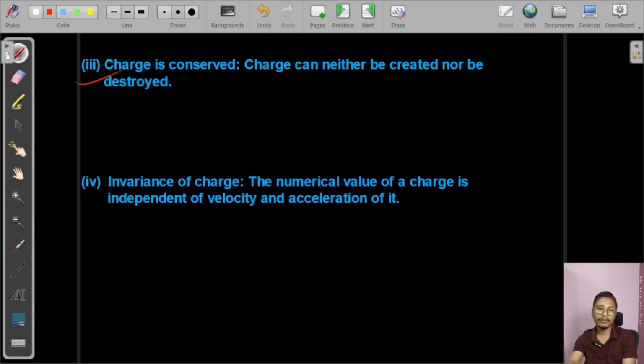Invariance of charge. That means the value of a charge doesn't change with motion. Suppose the value of one charge is q at rest, and if it moves, then that value will not be changing. While moving also, it will have q charge. That value will not be changing. Understood?